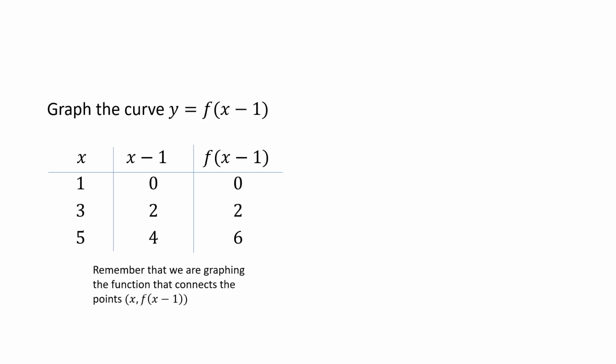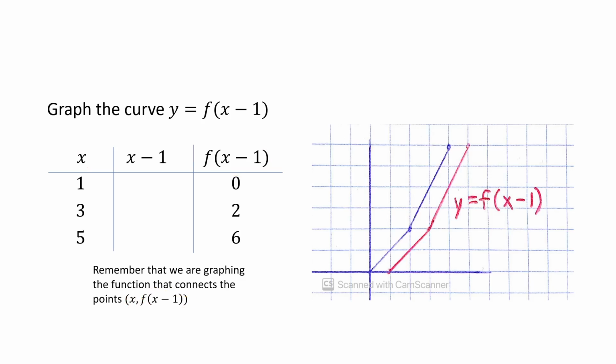But we're being asked to graph the curve going through x, comma, f of x minus 1, so we get rid of the column that just says x minus 1 and keep the column that says x and the column that says f of x minus 1. Okay, so we want to graph a curve that goes through the points (1, 0), (3, 2), and (5, 6). Well, if we do that, it's the red curve shown.